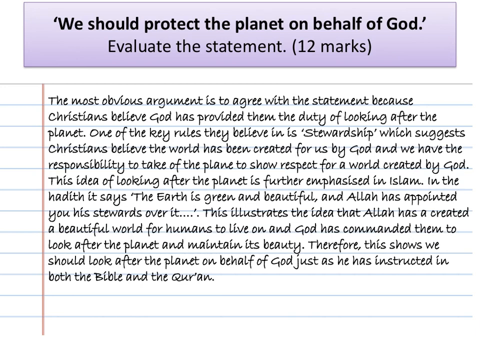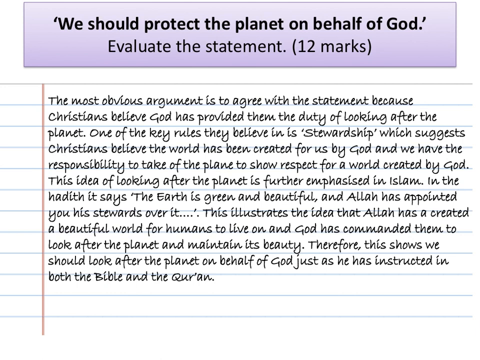The most obvious argument is to agree with the statement because Christians believe that God has provided them the duty of looking after the planet. One of the key rules is that they believe in stewardship, which suggests that Christians believe that the world has been created for us by God, and we have the responsibility to take care of it, to show respect for a world created by God.